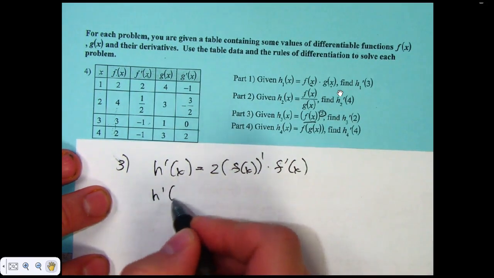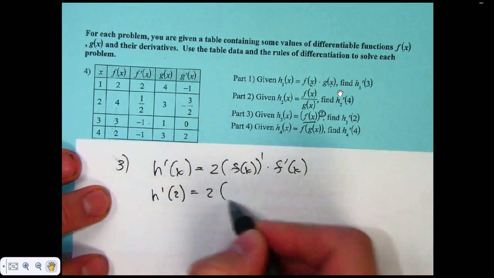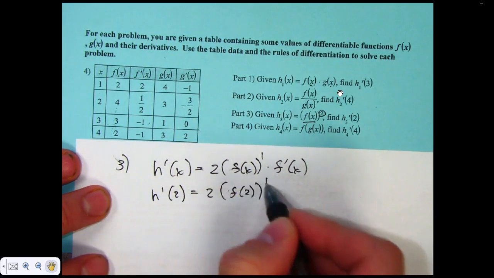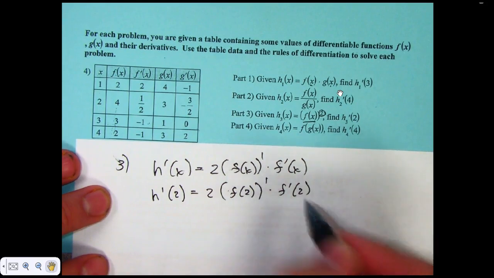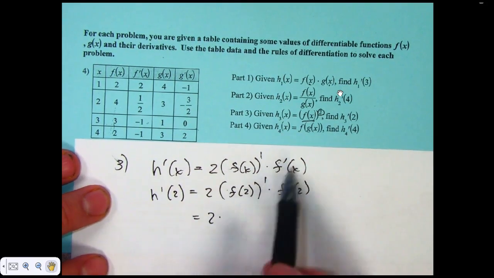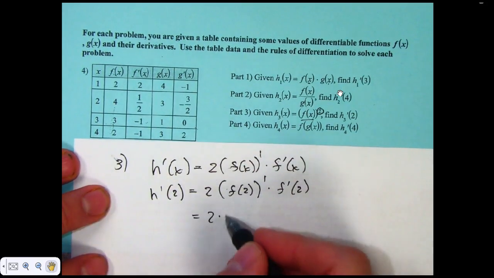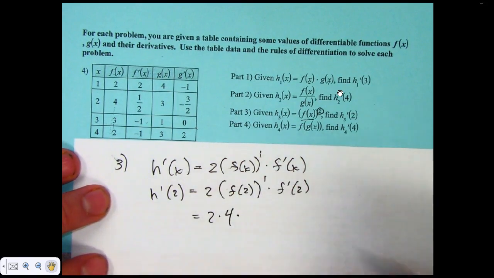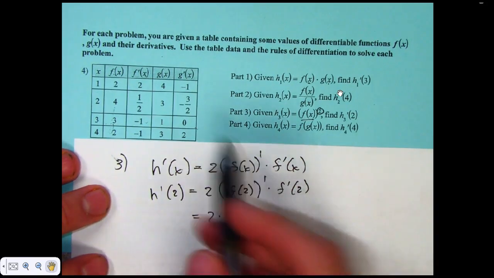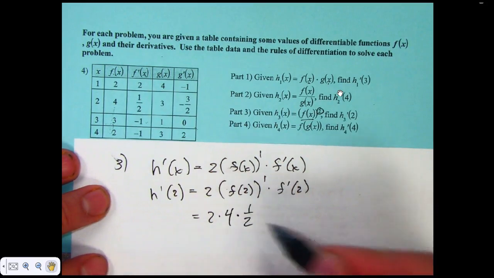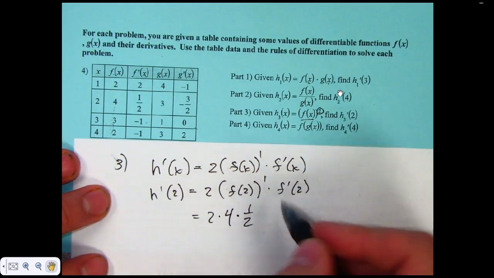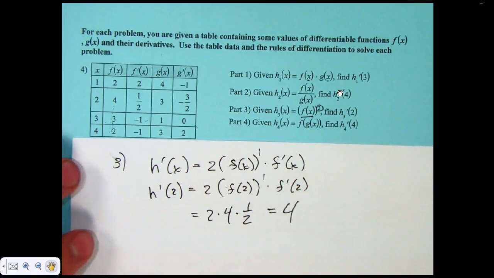So then h prime of 2 is 2 times f of 2 to the first power times f prime of 2. So f of 2 is 4. And the first power is just first power. And then f prime of 2 is 1/2. And if I multiply 2 times 4 times 1/2, I get 4.